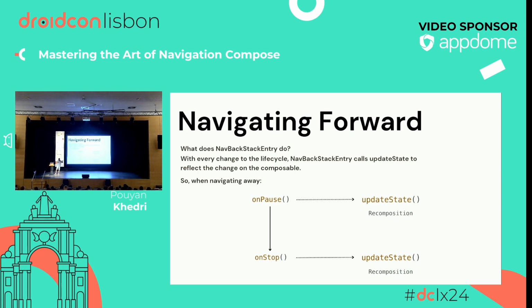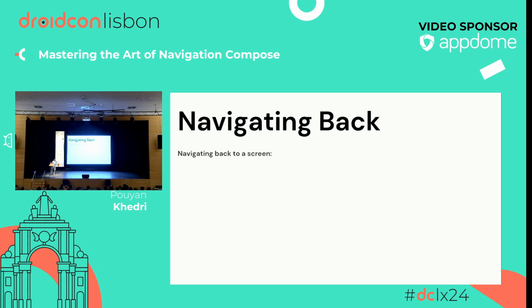So nav graph being updated is a separate thing from UI tree being updated. That's why recomposition is happening before the screen is being disposed. Now let's take a look at navigating back. What happens when we navigate back to a screen? When we are navigating back, the screen that we are leaving is disposed again. We already went through it.